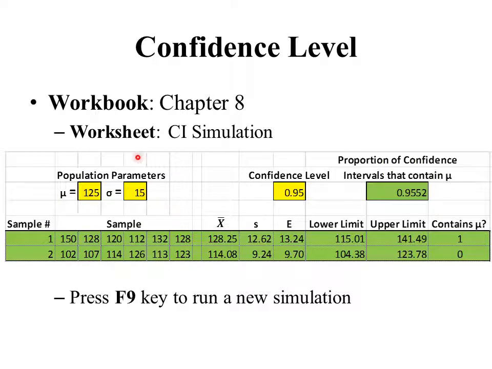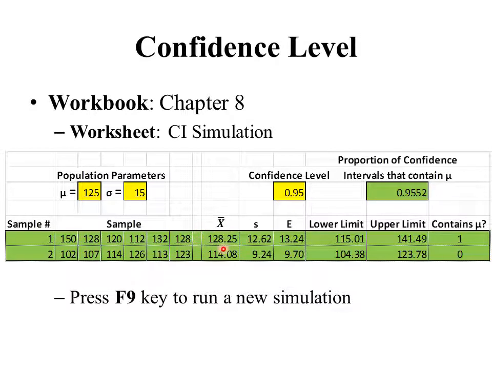So here in the yellow cells we enter our values of our population parameters. Mu is 125 and sigma is 15. Here we'll enter our confidence level, which is 95%. And then in each one of these rows down here, there's a total of, I think, about 1,000 rows. We simulate taking samples of 6 people. So here's our first sample. The first person had a blood pressure of 150, the second had a blood pressure of 128, and so on and so forth. So there's our 6 people in that first sample.